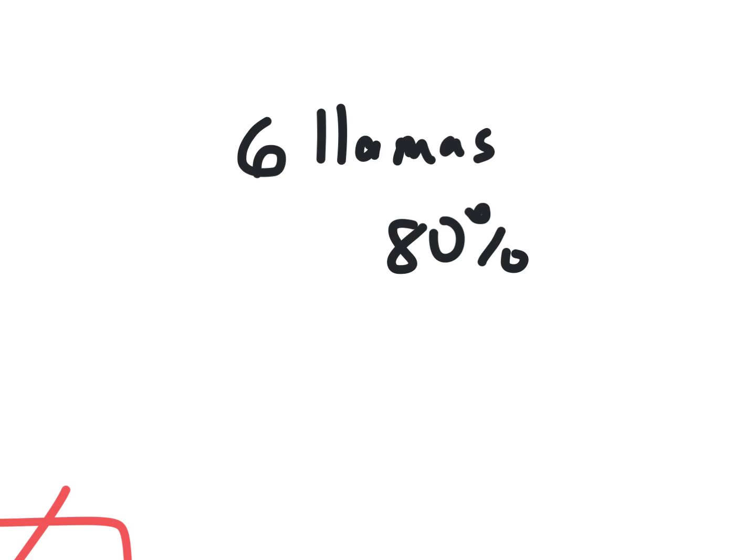Is that arithmetic or geometric? That should be the first thing you should be thinking about. If it's growing at 80% a year, does it feel like I'm adding something each time, or does it feel like I'm multiplying by something each time? All right, then my question will be, how many llamas total does she have at the end of 5 years?